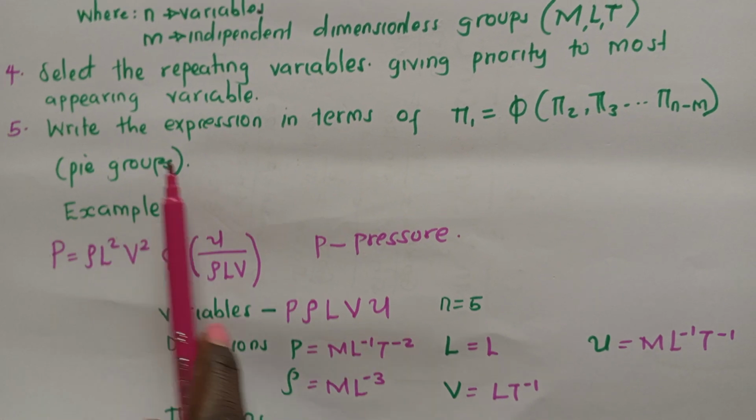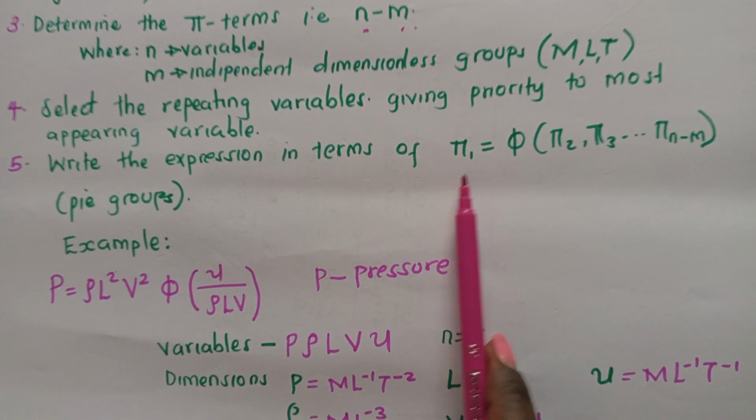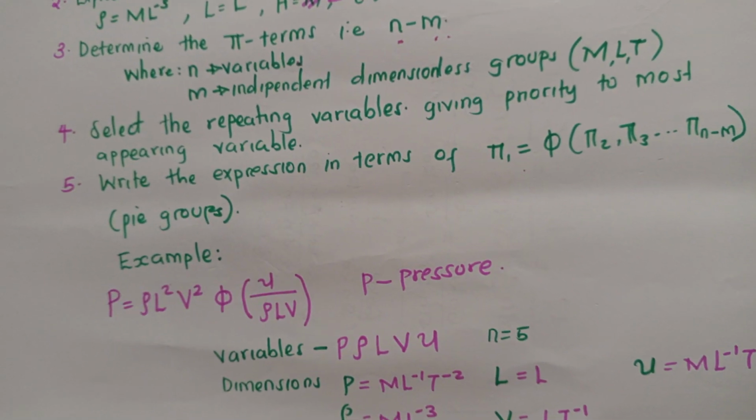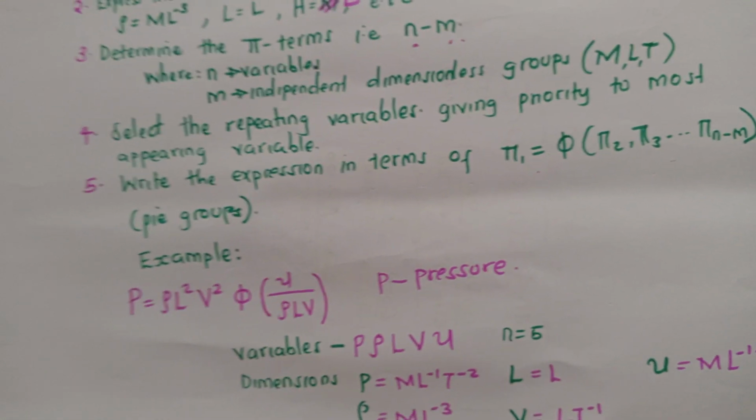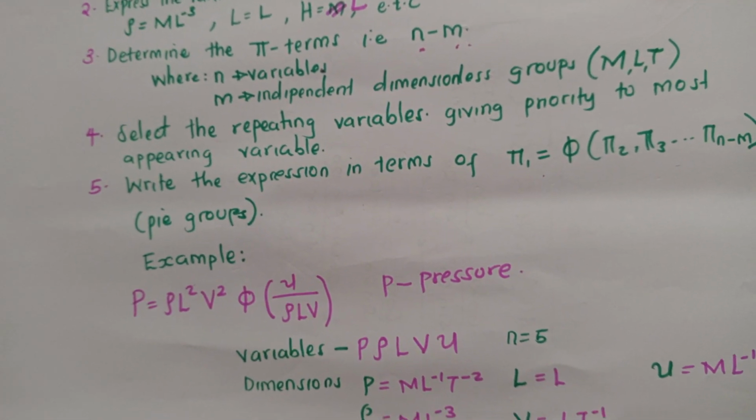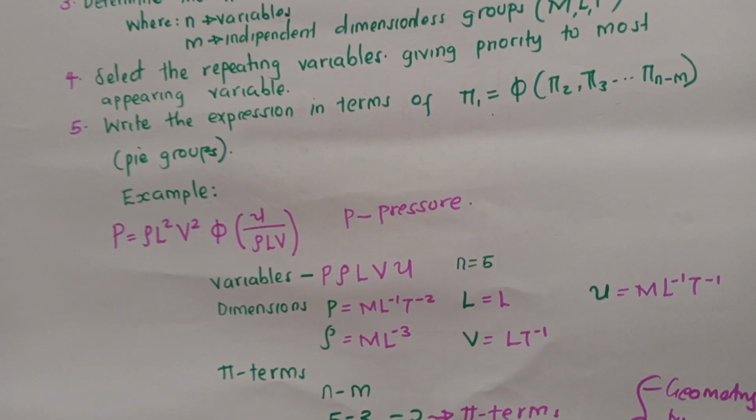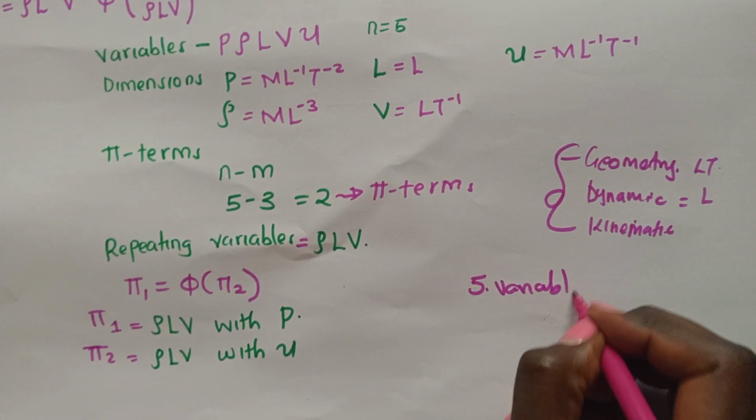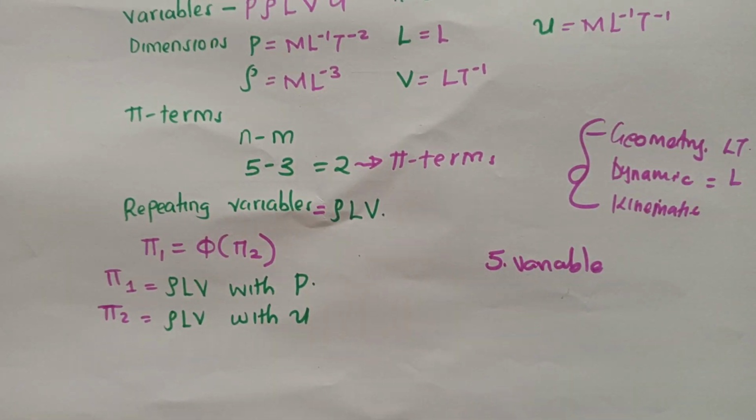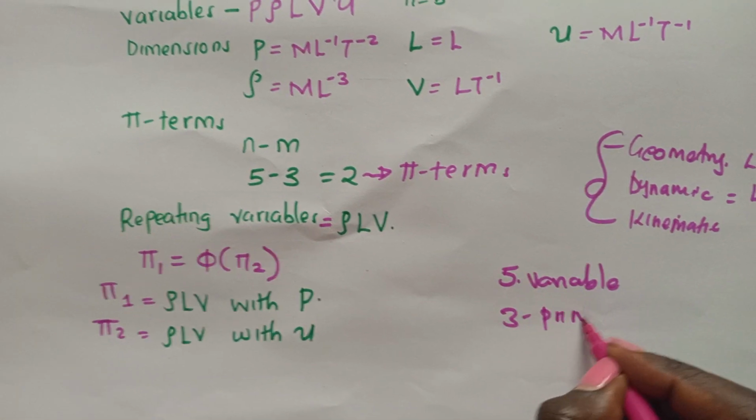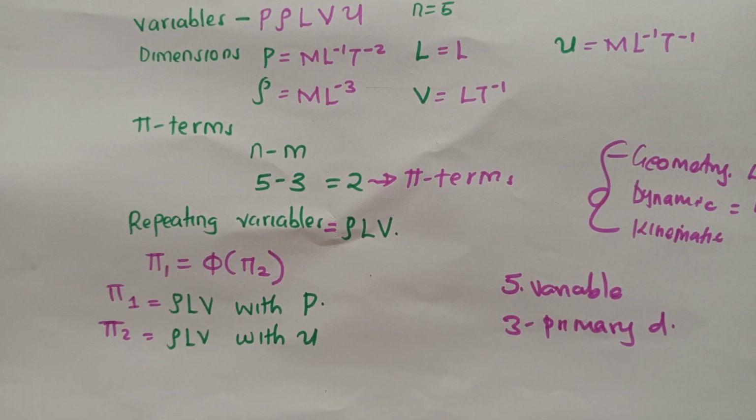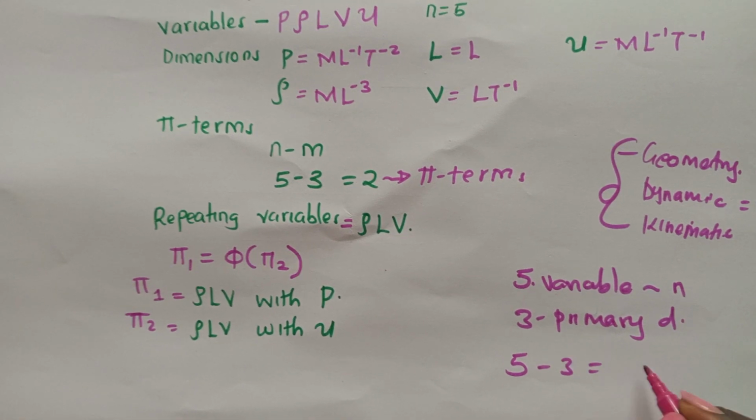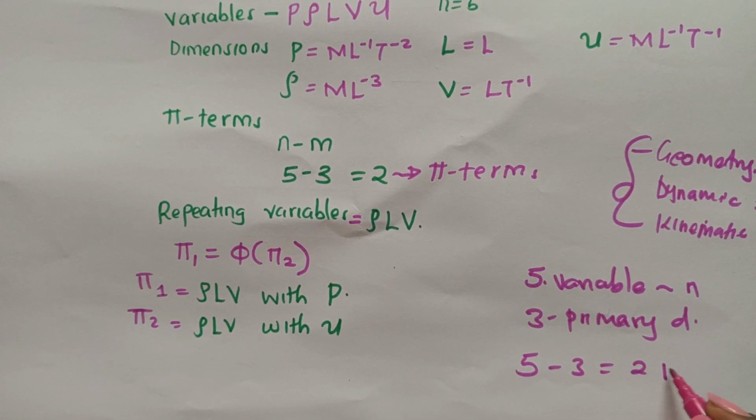Number 5, you now write the expression in terms of pi1 as a function of pi2, pi3, up to the number of pi groups that you have. In my case, we have 5 variables, and we also have 3 primary dimensions. So 5, this is our n. 5 minus 3 would give us 2 pi groups.